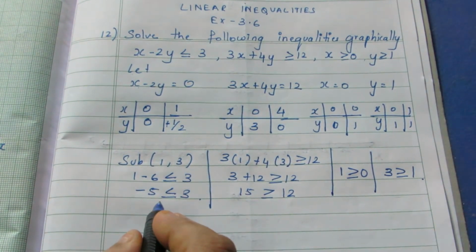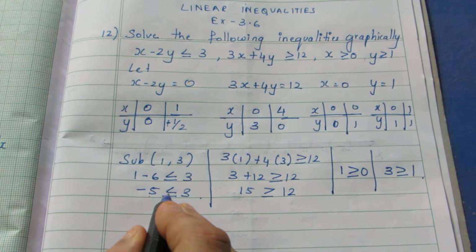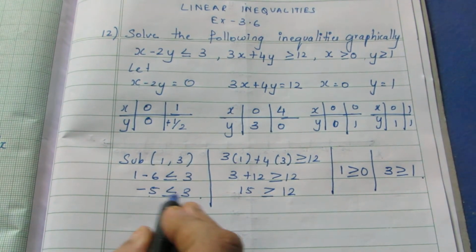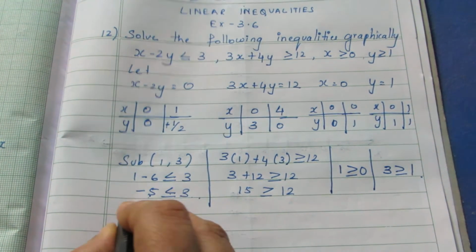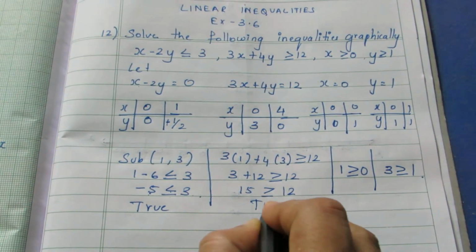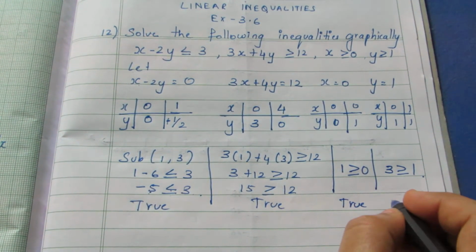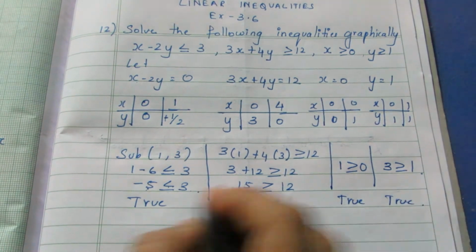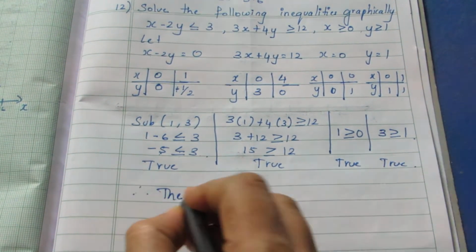Now check whether each is true or false. Here the condition is satisfied. Minus 5 is less than 3, not the equal to symbol, just see the greater than or less than symbol. Here minus 5 is less than 3 is true. Here also it is true. 1 is greater than 0 is true. 3 is greater than 1 is also true. Therefore, the shaded region should be towards the point.